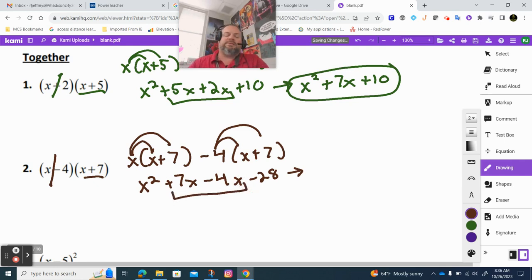So, you know, x times x is x squared, x times 7 is 7x. Negative 4 times x is negative 4x. Negative 4 times 7 is negative 28. So we just combine these.